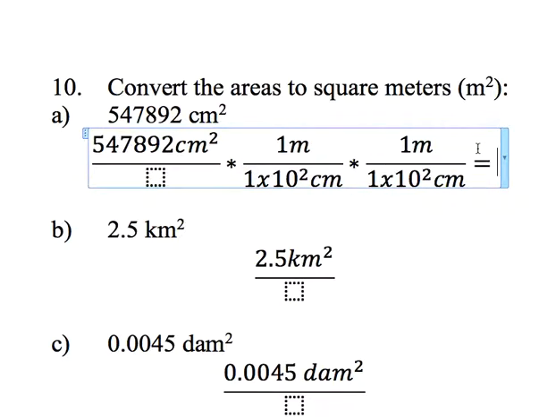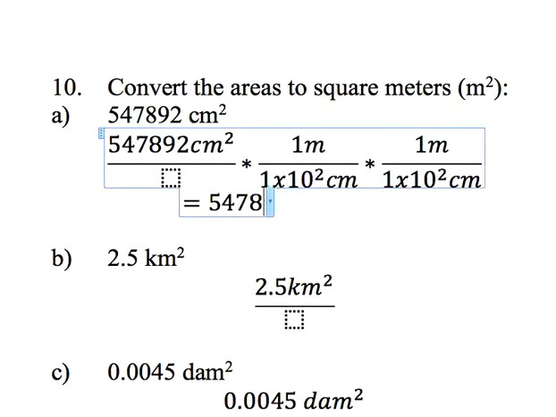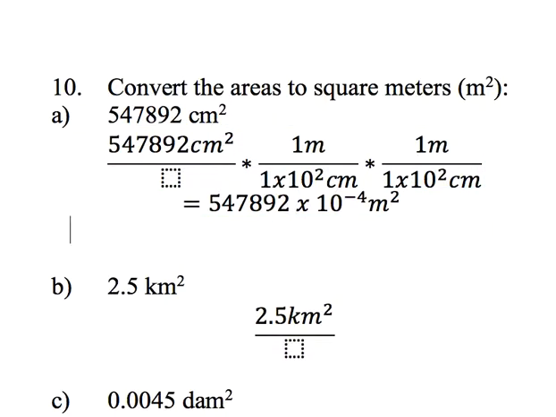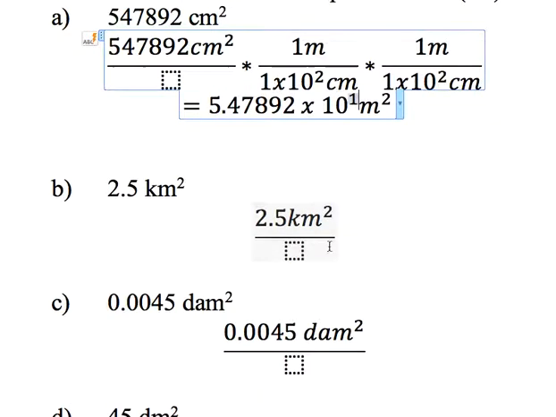So my answer, 547,892 times 10 to the -4th. There we go. And that is meters squared. Again, we need to go back and correct this. We're going to move that decimal point over 1, 2, 3, 4, 5 places, which means this is going to go up 5. So this is actually to the first. Okay.